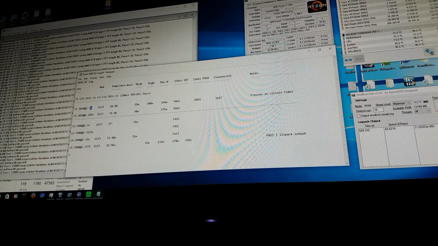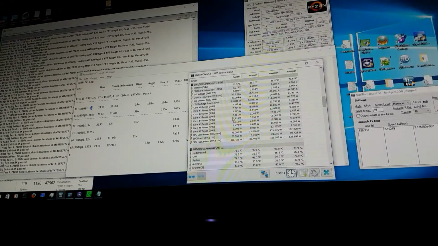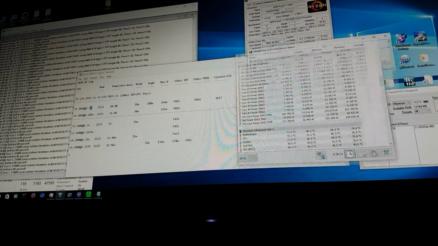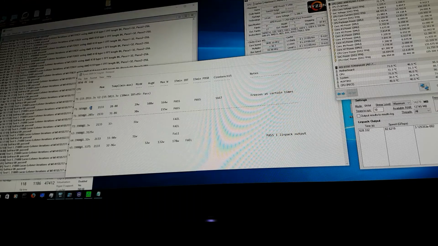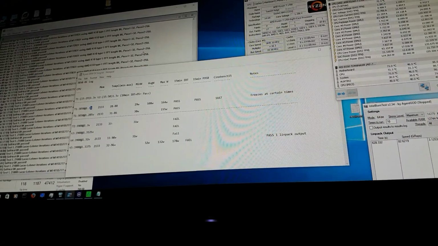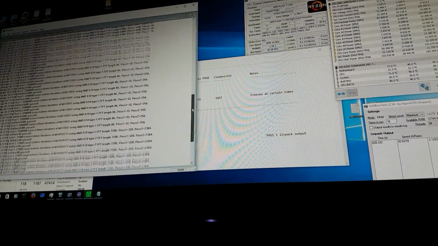As usual, I fired up my hardware monitor tool to look at the voltages, the temperature, and how much power it drains. Then I ran Intel Burn Test, and it passed not one time, but two times, three times. There were no problems at all. After that, I did Prime95. As you can see, it's still running, no problems whatsoever.